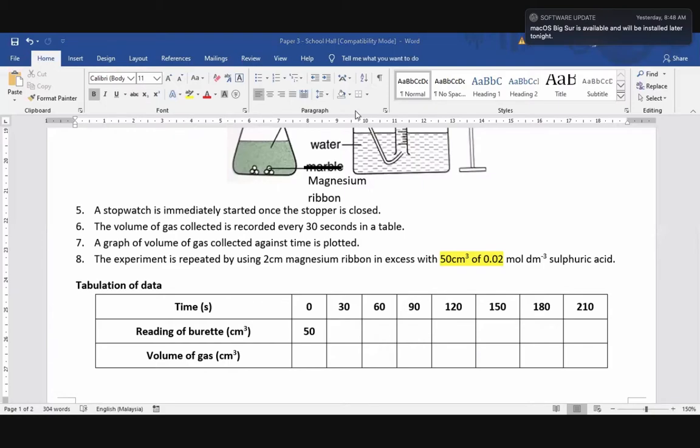Okay. So right now, while we are waiting for you to complete the thing, I will upload the past year question for you in the chat box there. You may print it out or whatever you want to do with the PDF document.